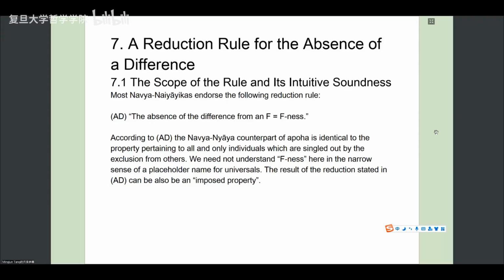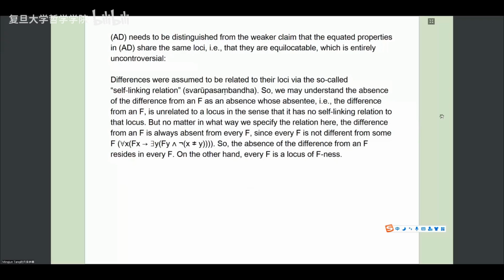We need not understand Fness here in the narrow sense of a placeholder name for universals. The result for the reduction stated in AD can also be an imposed property, like Pugnus, for instance, which is not a universal. So we can take the next slide. AD needs to be distinguished from the weaker claim that the equated properties in AD share the same loci, that is, that they are equilocatable, which is entirely uncontroversial.